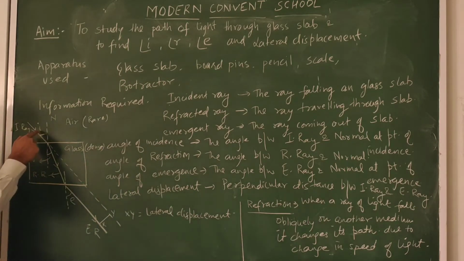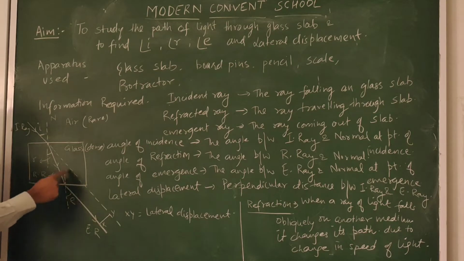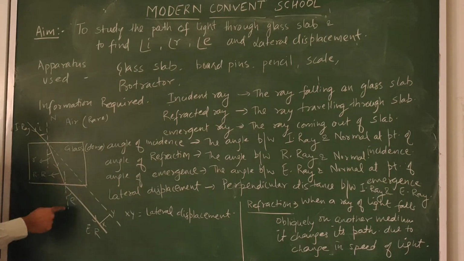Now this is angle of incidence, angle I. It is between incident ray and normal. Angle R, which is angle of refraction, it is between normal and refracted ray. This is angle of emergence, and this point is point of emergence. So normal at point of emergence and emergent ray, the angle between them is called angle of emergence.